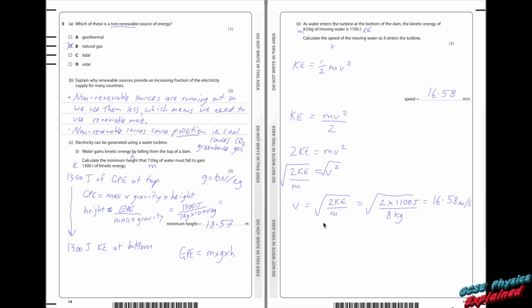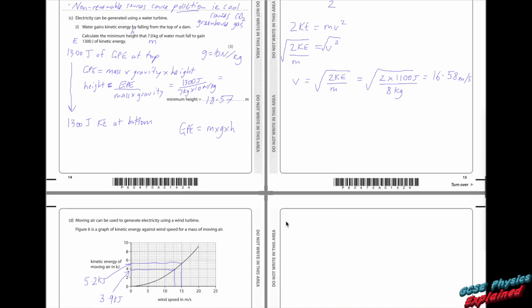Now that's a pretty standard equation, pretty standard rearrangement. It's quite a hard rearrangement, so have a look at it, make sure you learn it and understand it. Put the numbers in, out comes the answer. All right, 16.58.